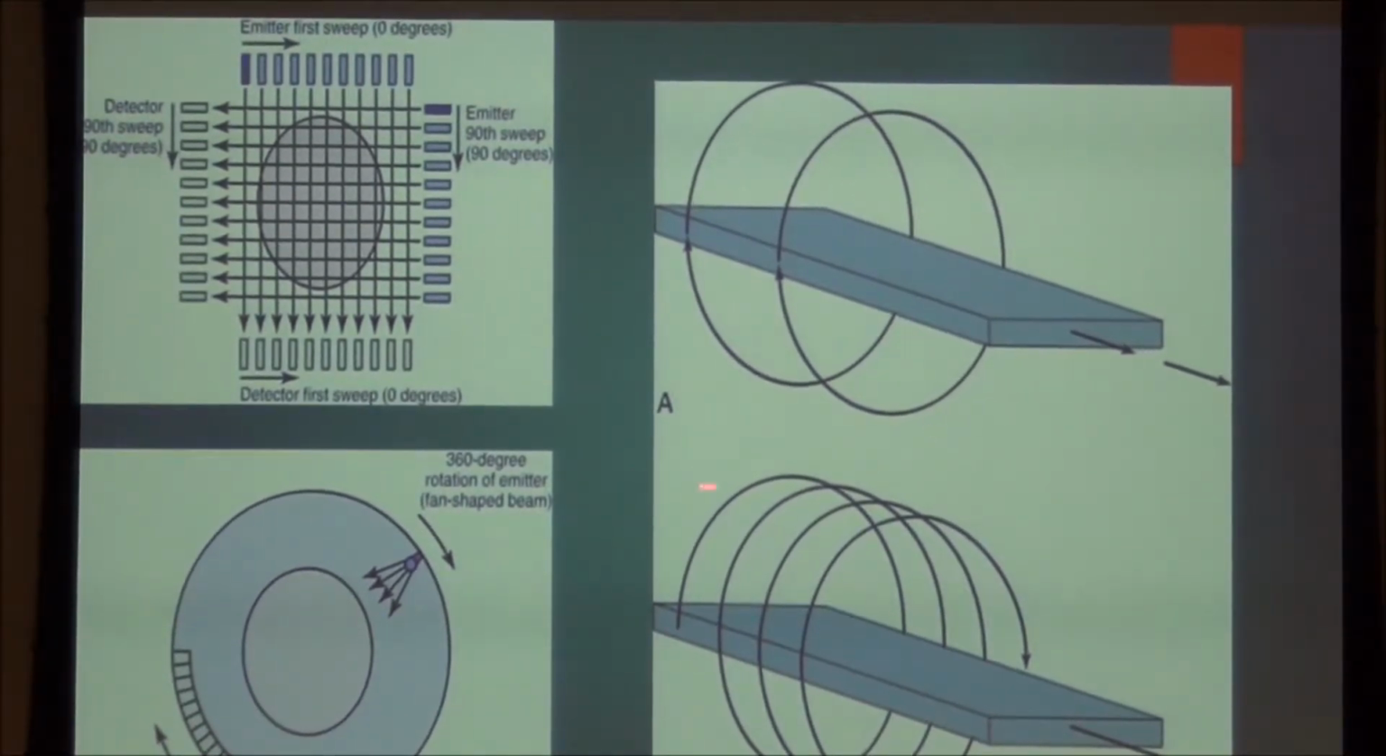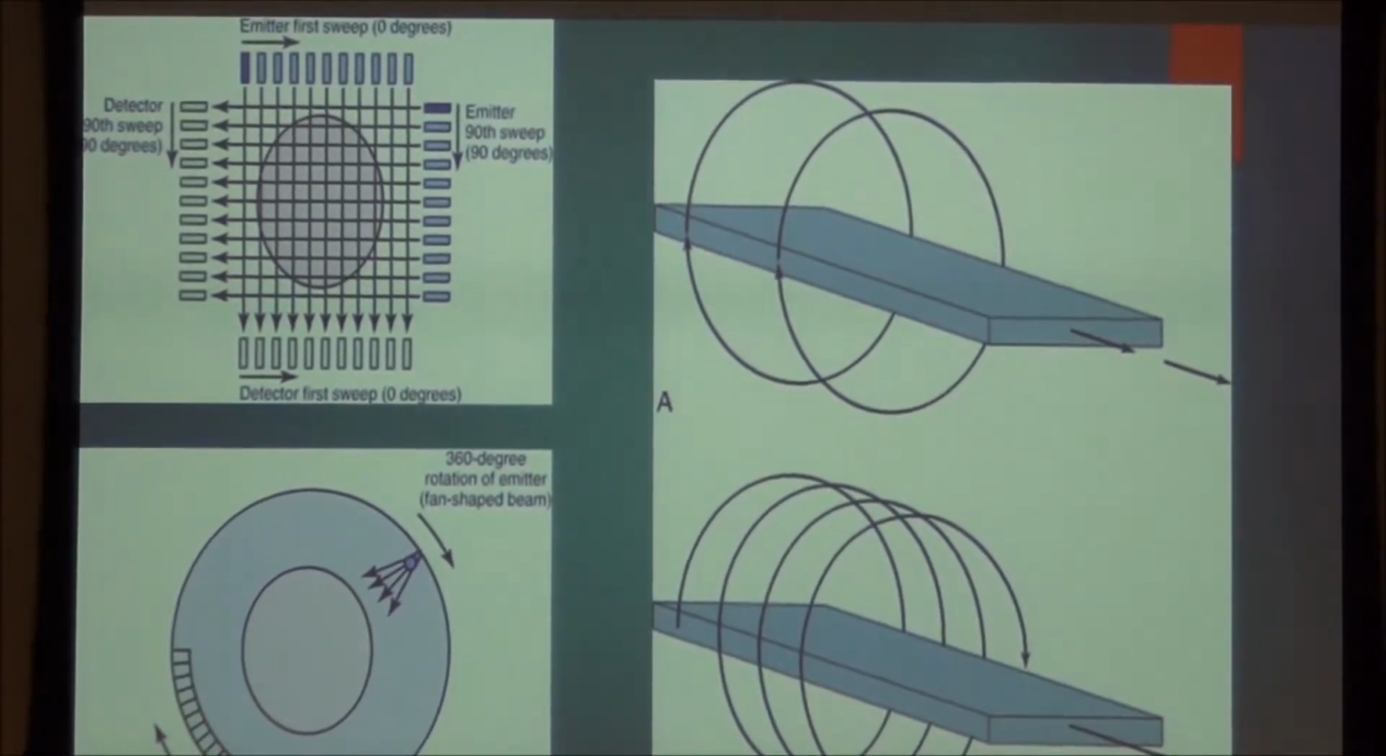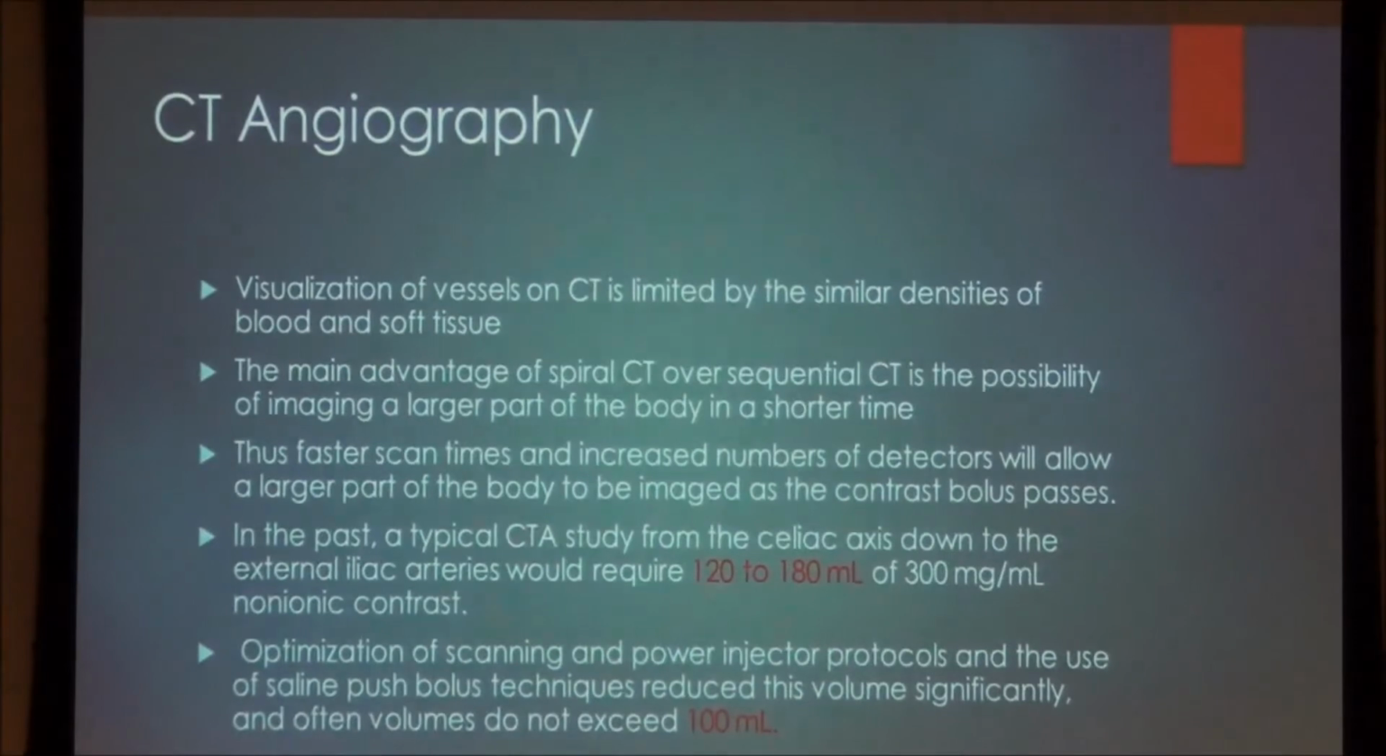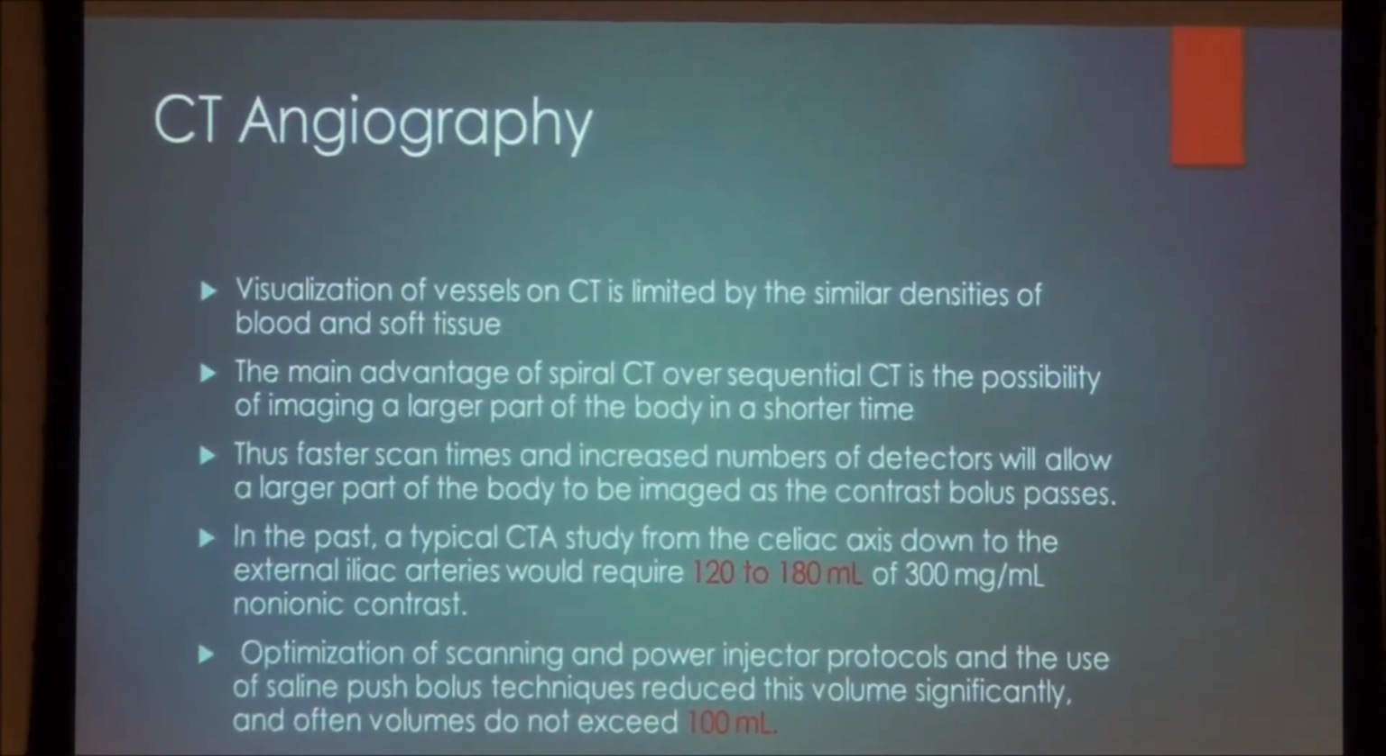Now we have the spiral CTs that are third generation, and they're really quick. Now we have very advanced technology in software and reconstruction of the images, so that you can look at the image in any direction, or you can do 3D reconstruction. The difference between CT angiogram and the regular CT with contrast is mainly the way it's processed and the volume of the contrast that is given to the patient.